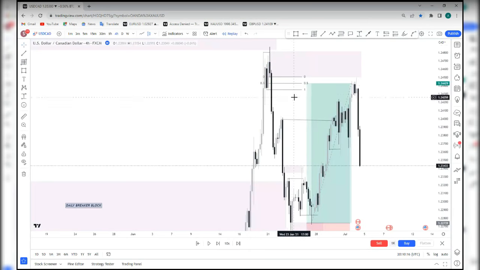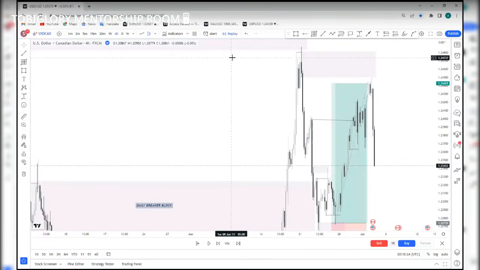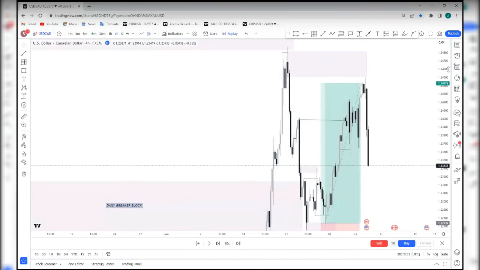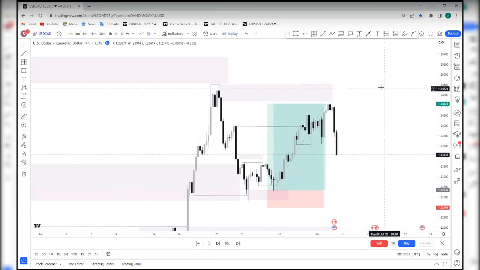Now looking at this, you know this is coming from the daily time frame. It's under liquidity on the daily time frame and the 4 hours time frame, and this 4 hours imbalance is under liquidity also. So it is possible, 98% possible, that a sell is going to occur from here. This is coming from a higher time frame. A sell is going to occur, and now we have a break of structure on the 4 hours time frame.